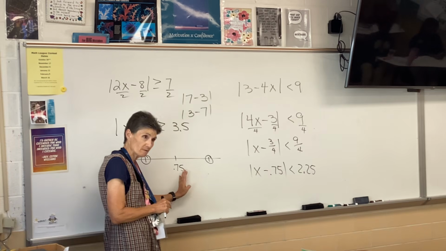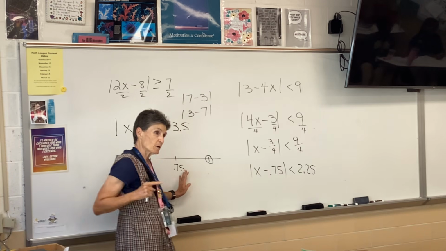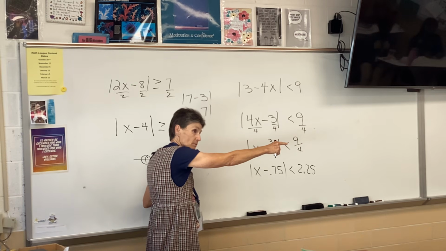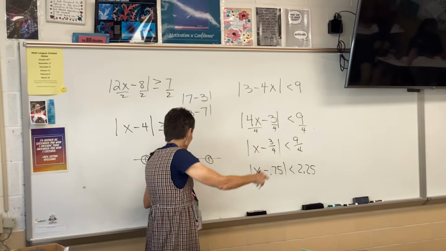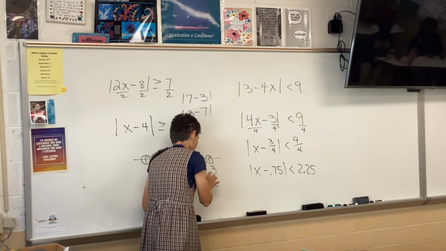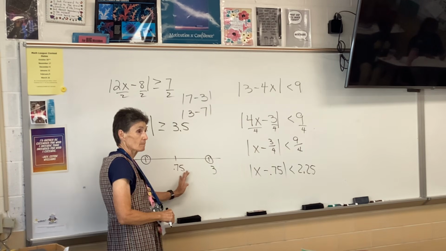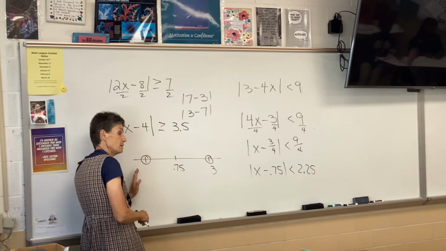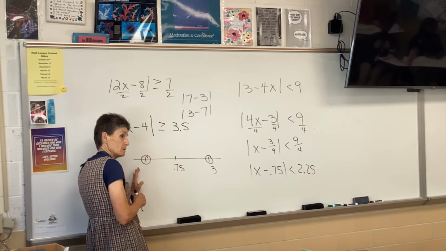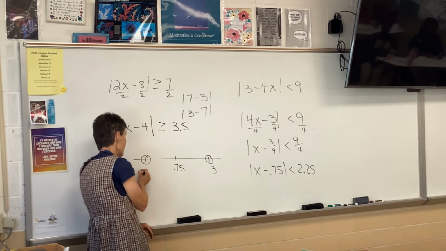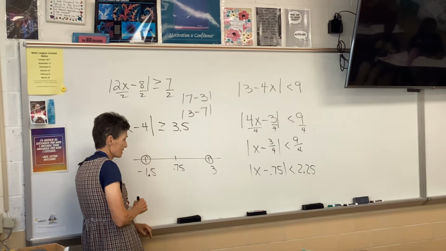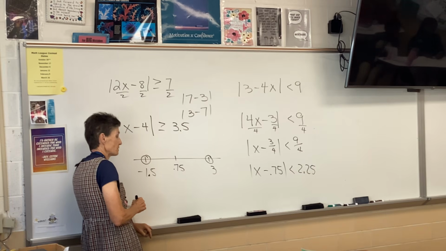How am I going to figure out what those dots are? I'm going to start at 0.75 and I'm going to add 2.25. And is that going to give me 3? Oh, yeah. And then I'm going to take 0.75 and back up 2.25, and that's going to put me at negative 1.5. I think, is that right? 3/4, 6/4, yeah.